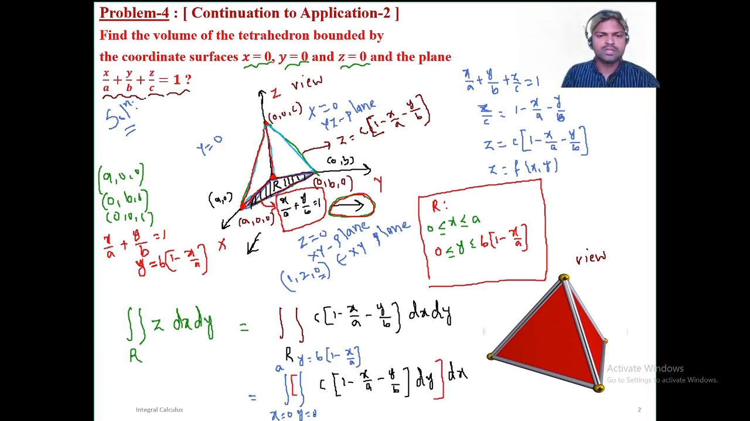You carried out this integration, a simple one. First with respect to y, therefore (y minus x) into y by a minus y square by 2 into b, then apply the limits. After that you proceed with respect to x and apply the limit 0 to a, and you're supposed to get the answer abc by 6.